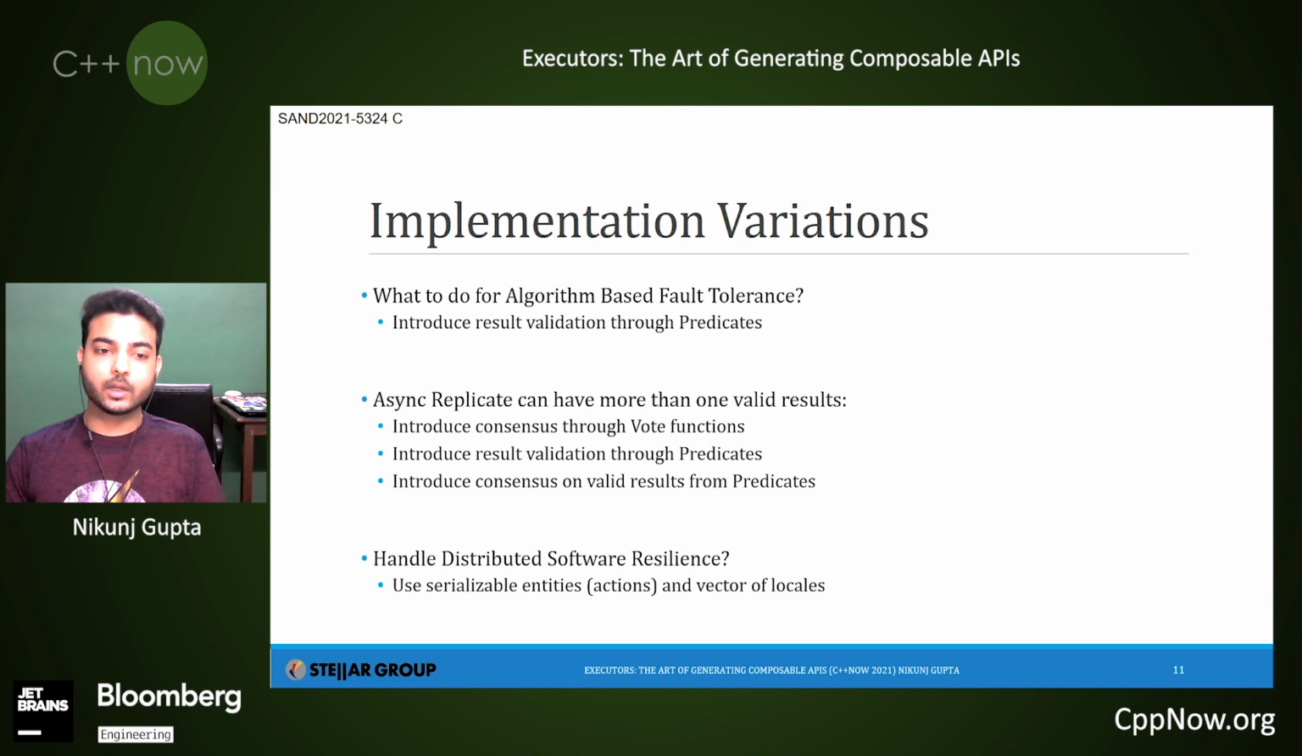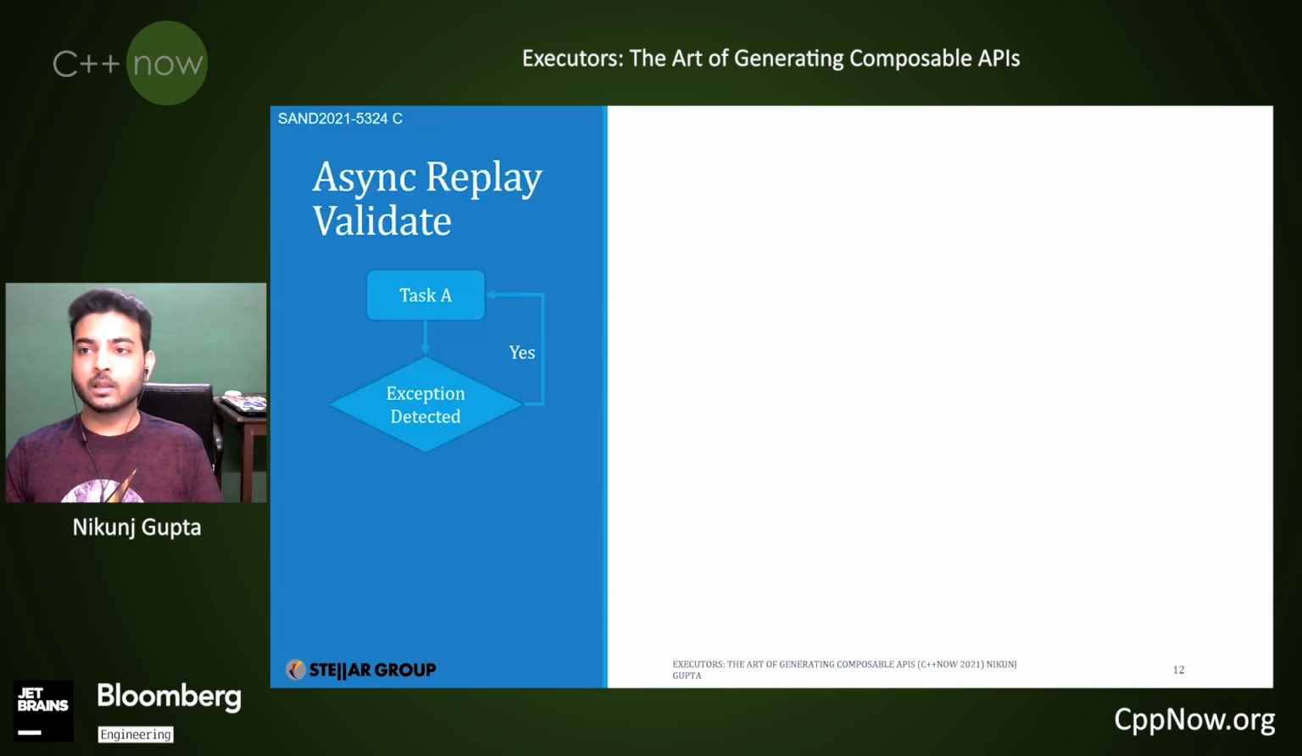The next thing that we require with respect to handling distributed software resilience is to know which locations we really want to invoke these tasks on. And it's actually really easy to implement these variations as well. So like I said, with validation, all we need to do is, instead of simply sending the result, we send the result to a validation function. And if the result is invalid, we again invoke the task A. But if the result is valid, we go ahead and return the result to the task B.